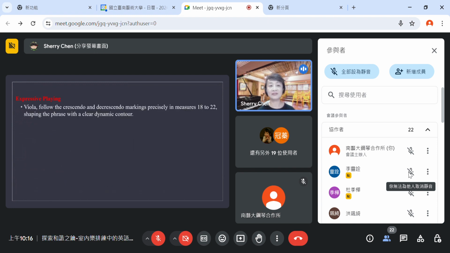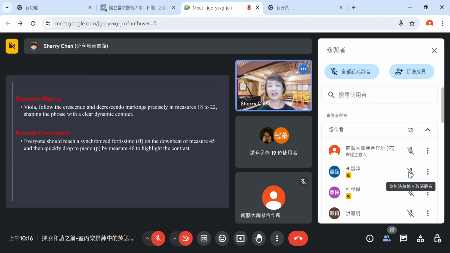Expressive playing, viola. Follow the crescendo and decrescendo markings precisely in measures 18 to 22, shaping the phrase with a clear dynamic contour. 所以我这个地方就是, in between measures 18 to 22, I need to make a hairpin change, okay, from crescendo and then decrescendo. So this is describing changes in dynamic, both crescendo and decrescendo.